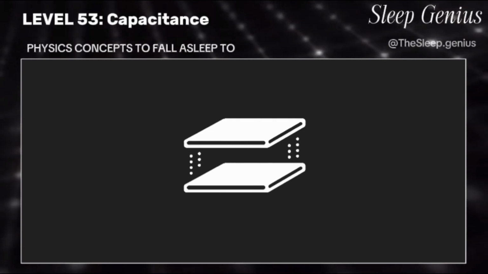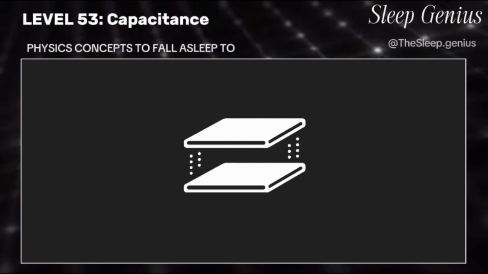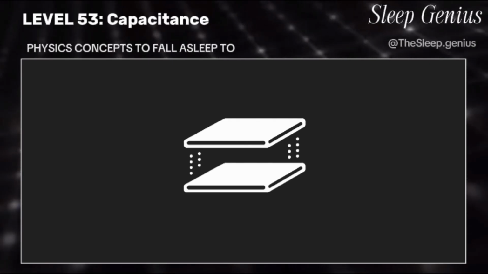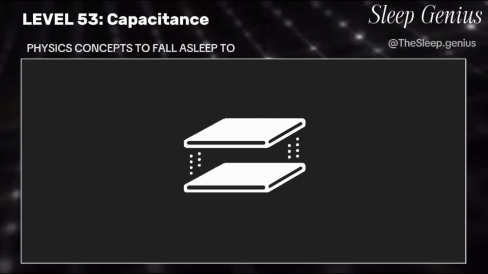Capacitance depends on three main things: the size of the plates, the distance between them, and the material placed in between. Larger plates store more charge. Smaller distance increases storage. The middle material, called dielectric, helps hold charge safely.